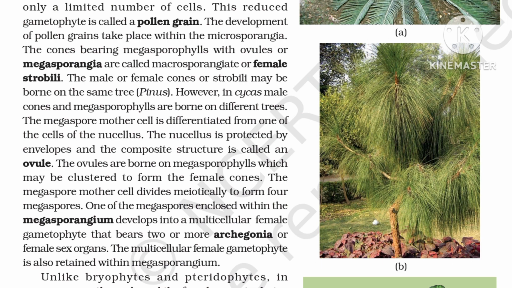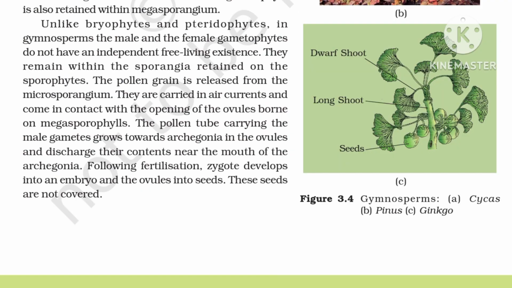The megaspore mother cell divides meiotically to form four megaspores. One of the megaspores enclosed within the megasporangium develops into a multicellular female gametophyte that bears two or more archegonia, or female sex organs. The multicellular female gametophyte is also retained within the megasporangium. Unlike bryophytes and pteridophytes, in gymnosperms, the male and the female gametophytes do not have an independent free-living existence. They remain within the sporangia retained on the sporophyte.